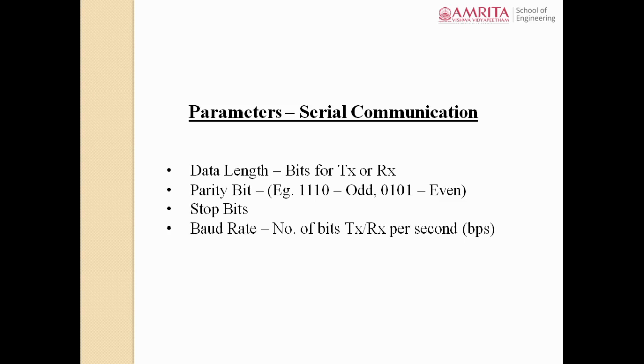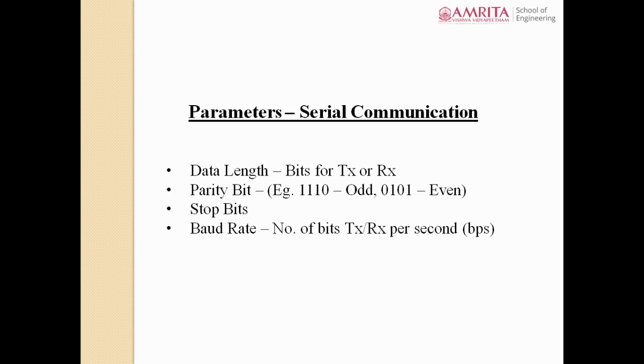Generally the data length will be 8 bits. You will be transmitting 8 bits of data in a particular data frame. Each data frame will have 8 bits. In some microcontrollers you can have 9-bit data transmission also, but by default the data transmission length will be 8 bits. Then the next parameter is whether you are going to have a parity bit or not.